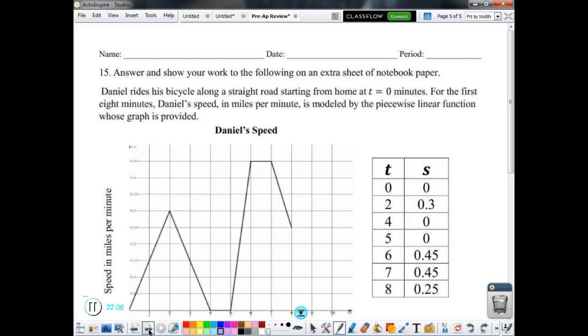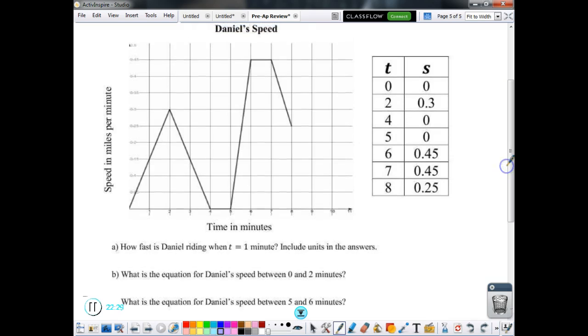Okay, this one's your free response. This one's not going to have multiple choice. So Daniel rides his bicycle along a straight road starting from home at t = 0 minutes. For the first 8 minutes, Daniel's speed in miles per minute is modeled by the piecewise linear function whose graph is provided. And they even give you tables. How fast is Daniel riding when t = 1 minute? Include units in your answer.